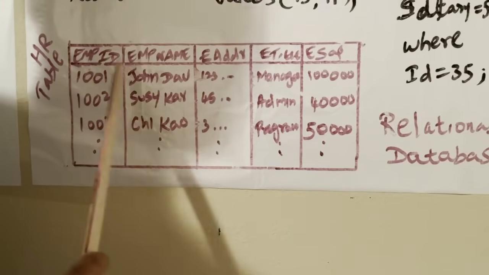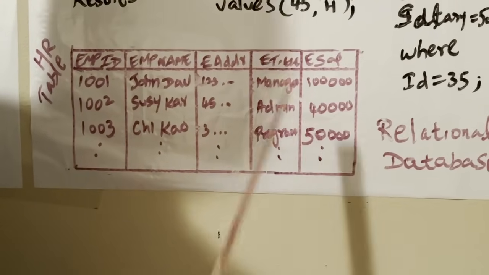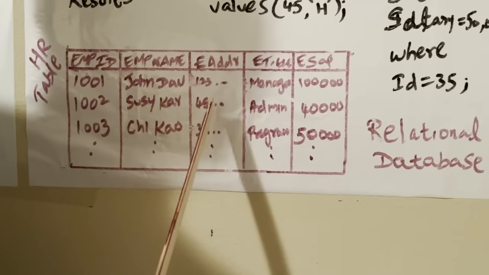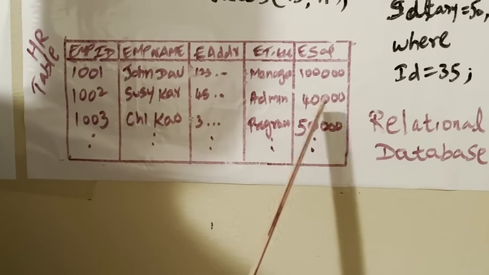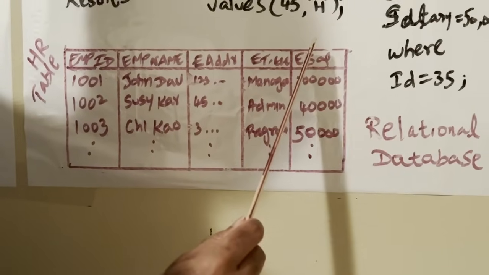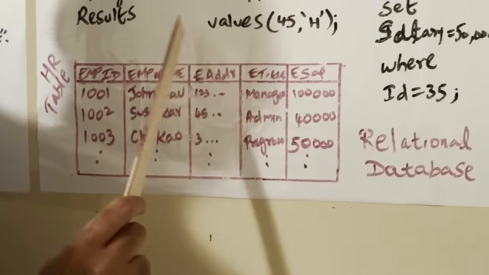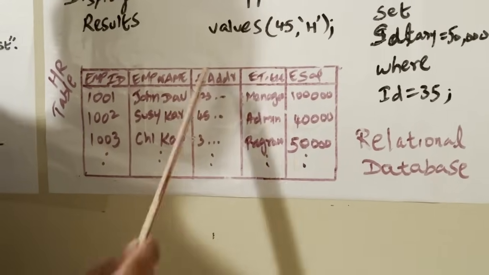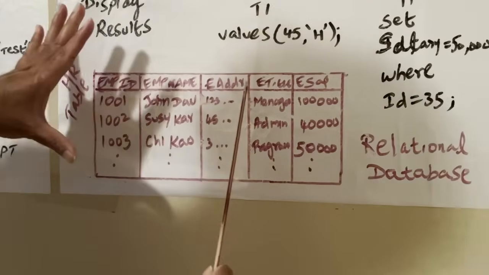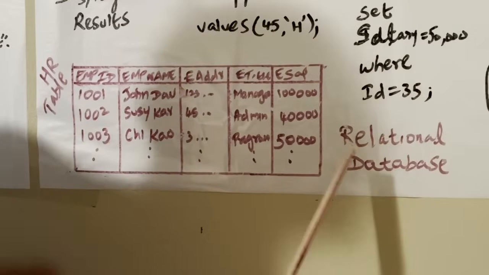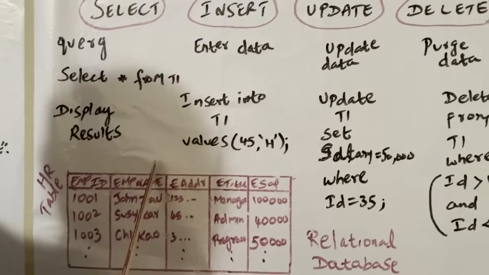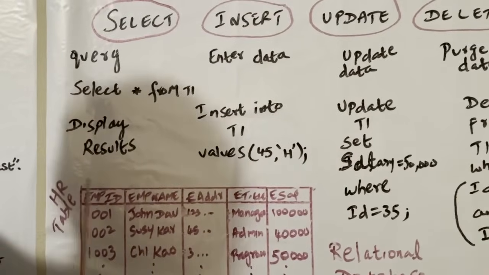ID is 1001, name, address, manager, $100,000 salary. 1002, Susie, address, admin, $40,000 per year salary. So the data type of this is number, this is string, and these two are numbers when you define the data types, and so on. This is a basic relational database, and we'd like to select query. Select star from T1. I'm calling this table T1. So select star from T1. This will be the result.